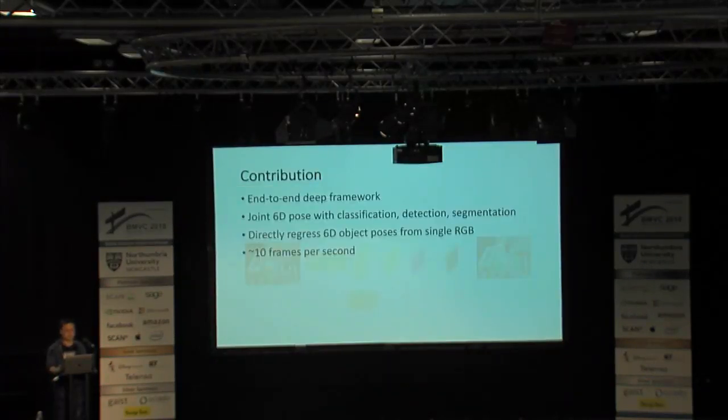So in conclusion, our contribution consists of four parts. First, we propose an end-to-end framework that jointly does 6D pose estimation with classification, detection, and other 2D tasks. And we directly regress a 6D object pose from a single image without any post-processing. And at last, we achieve 10 frames per second, which I think is fine for real-world application.